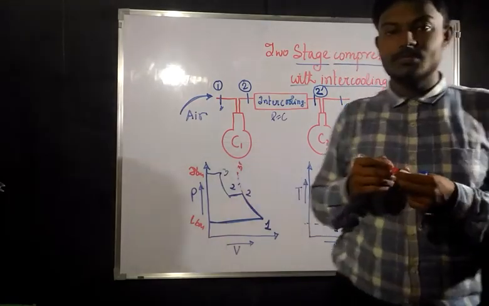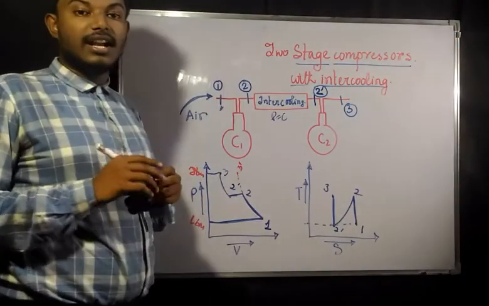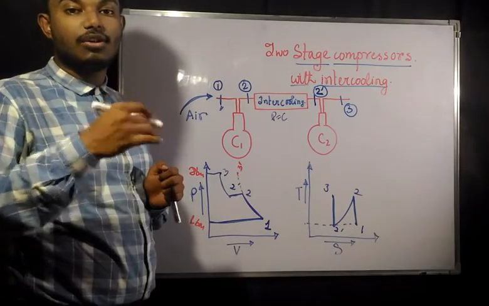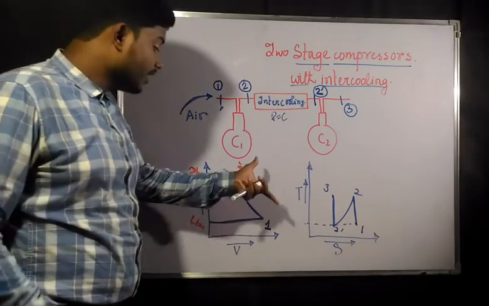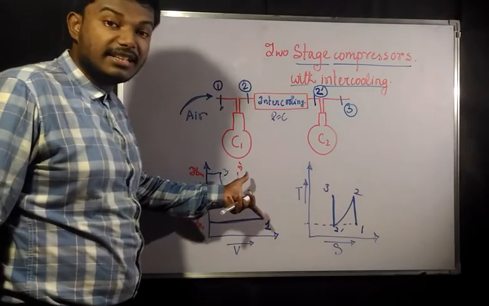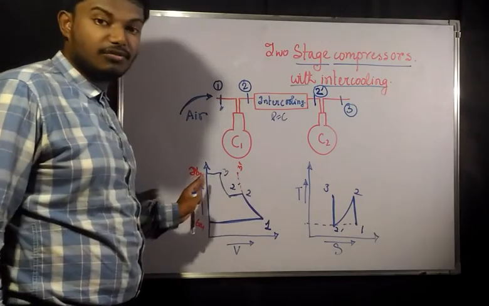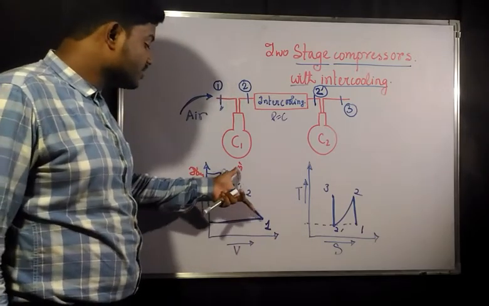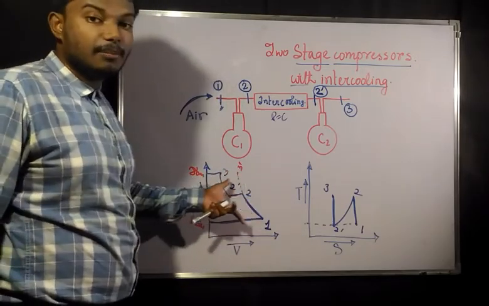Now as we have told earlier, in an open system, how can we find out the total work required, or the total work interaction? By projecting that total curve onto the pressure axis for an open system. For a closed system we project it onto the volume axis, but in an open system we project it onto the pressure axis.